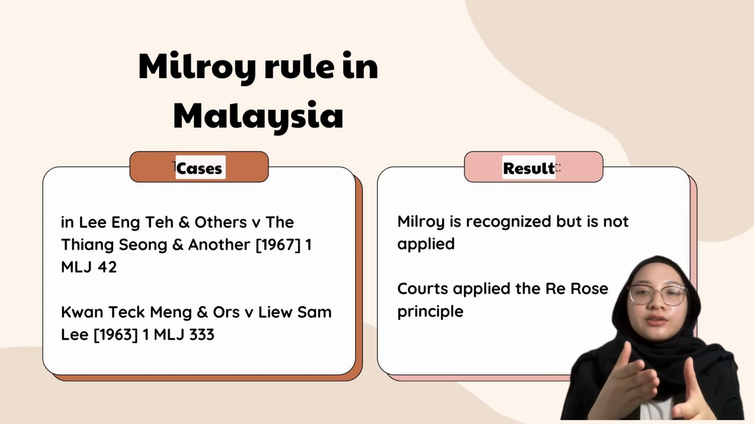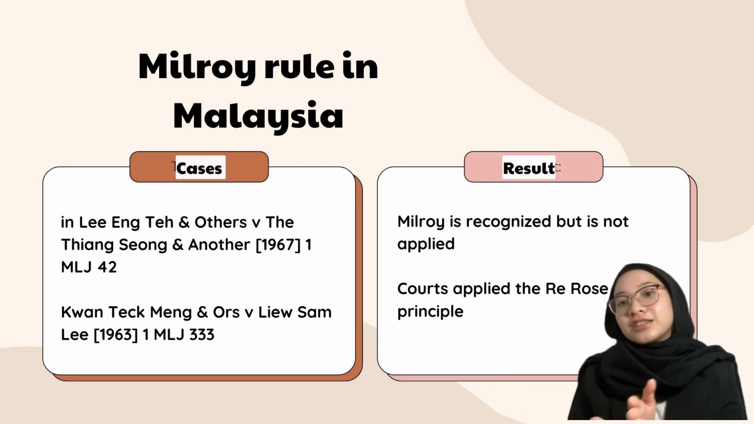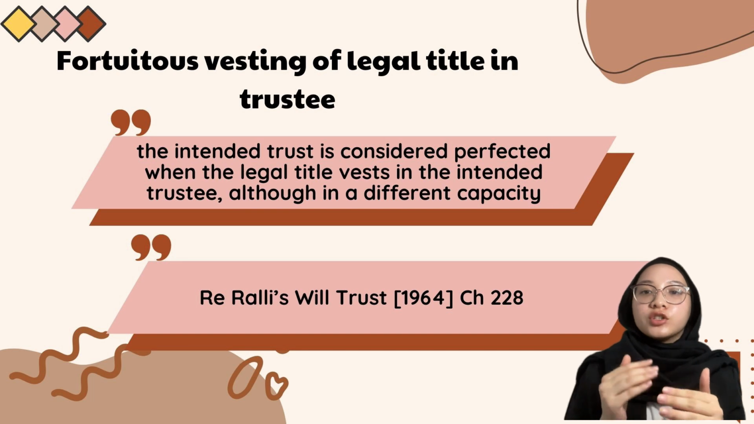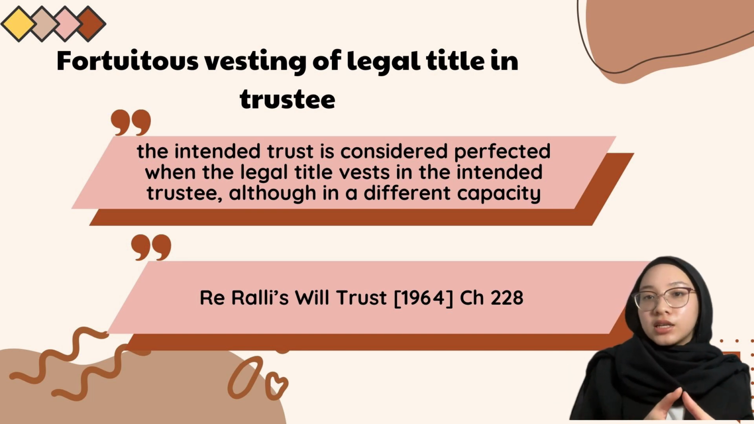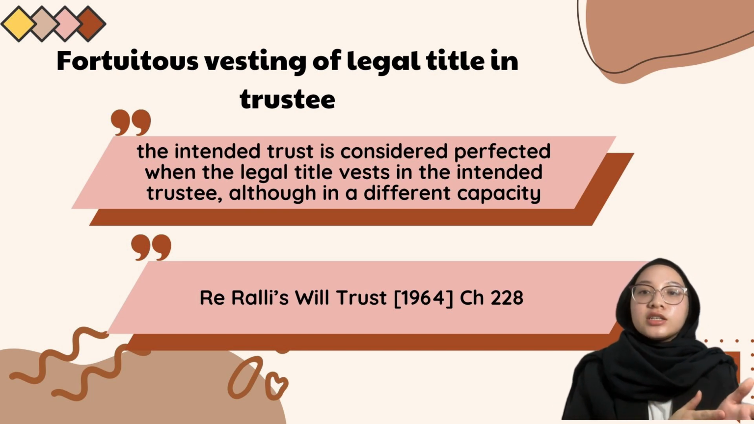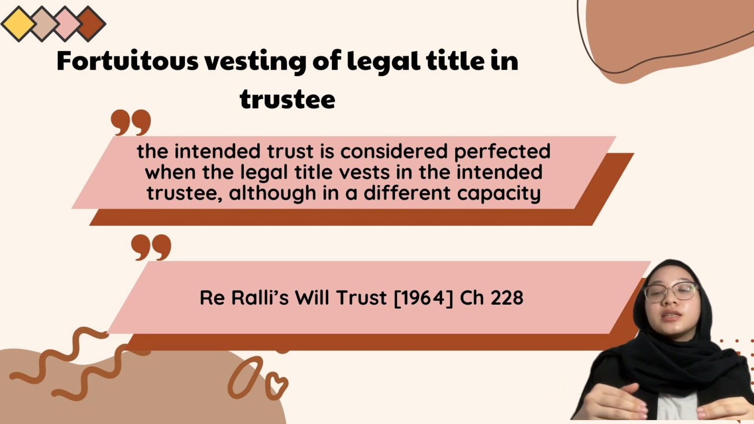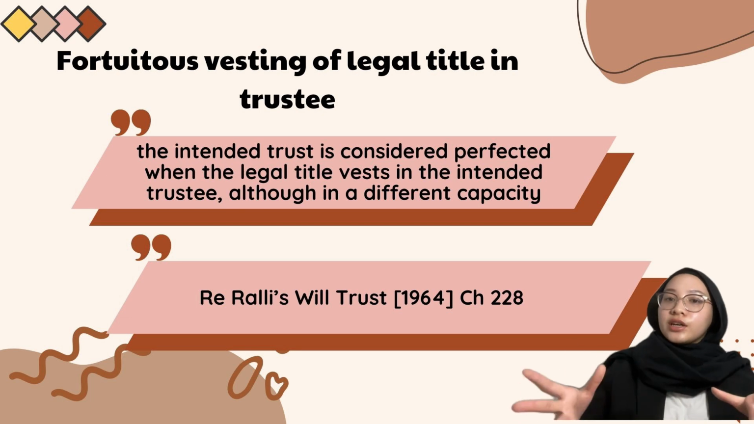So we can see that Malaysia recognizes Milroy but applies Re Rose instead. And continuing to the second exception would be through the fortuitous vesting of legal title in trustee, where the intended trust is considered perfected when the legal title vests in the intended trustee, although in a different capacity.